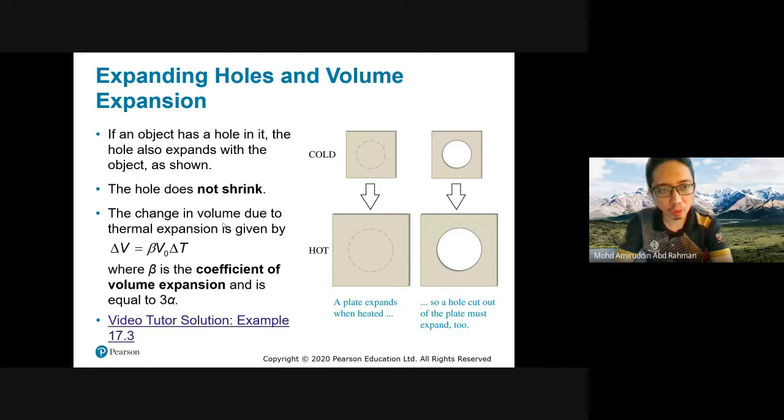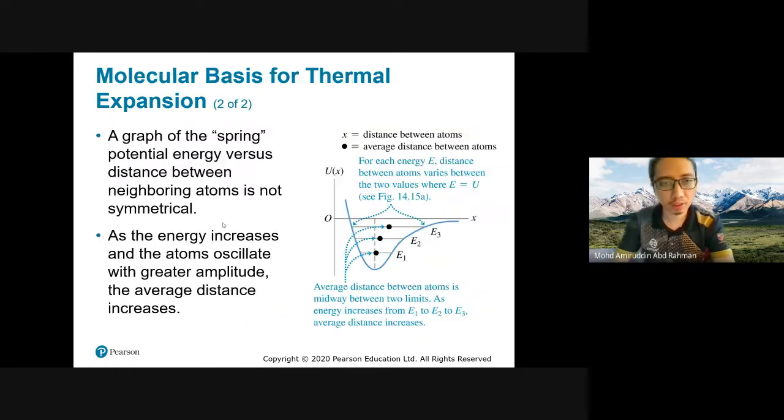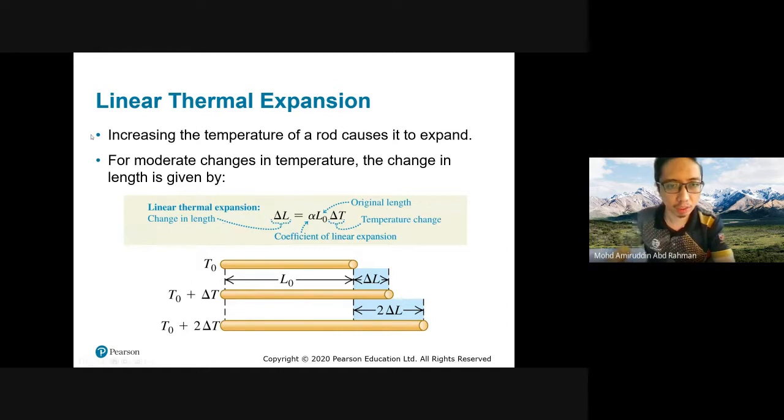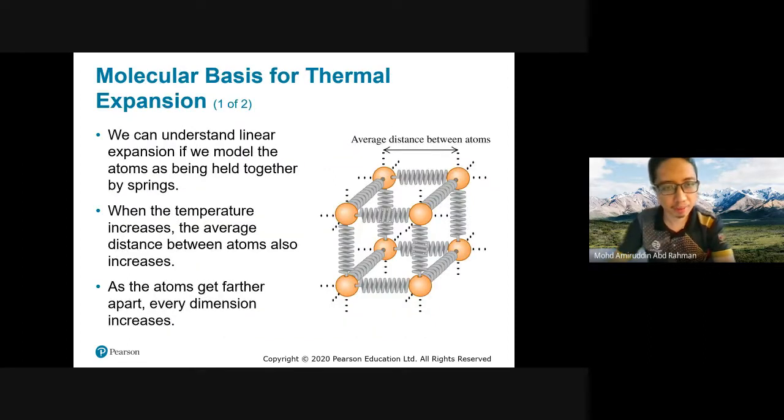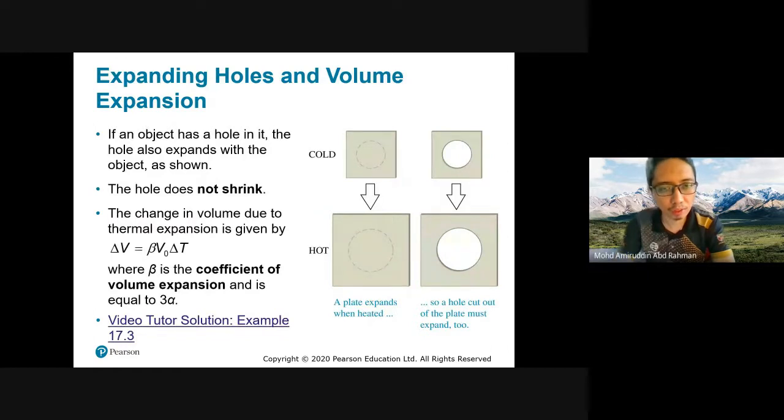The change in volume due to thermal expansion is given by delta V, which is equal to beta, the coefficient of volume expansion, times V naught, where V naught is the initial volume, times delta T. Beta equals 3 alpha, where alpha is the coefficient of linear expansion you obtained before.